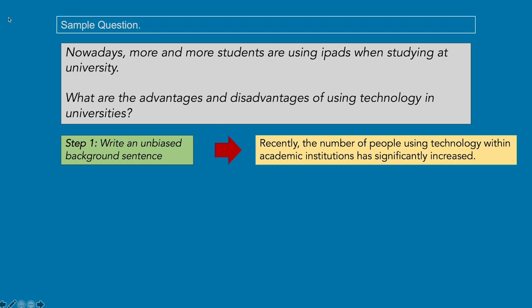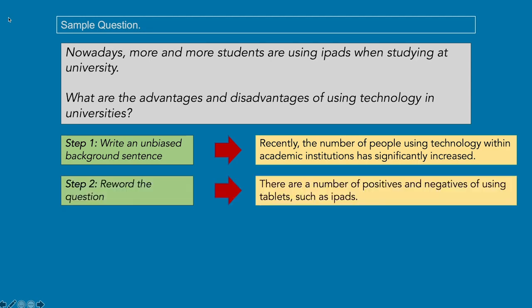So now let's move on to step 2, where we will reword the question. So we can do this by putting things in our own words and again using synonyms. So here is the sentence. There are a number of positives and negatives of using tablets such as iPads in an academic setting. That's it. All I've done is just replaced advantages and disadvantages with synonyms. I've also used an example just to clarify what I mean by the word tablet.